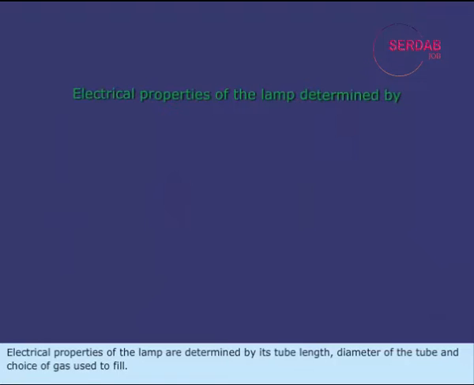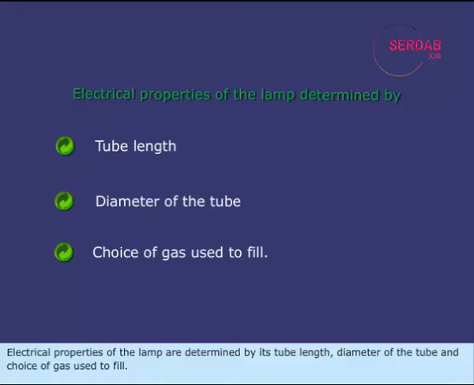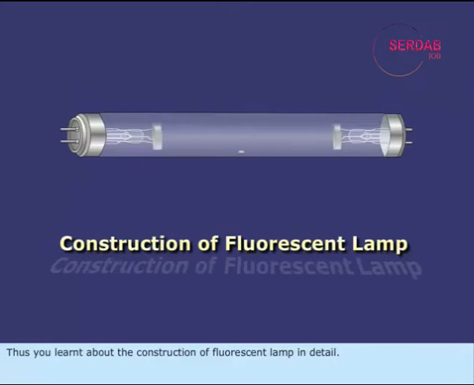Electrical properties of the lamp are determined by its tube length, diameter of the tube, and choice of gas used to fill. Thus, you learnt about the construction of fluorescent lamp in detail.